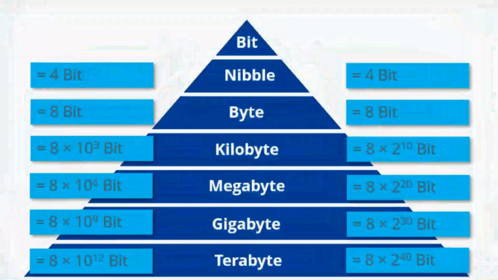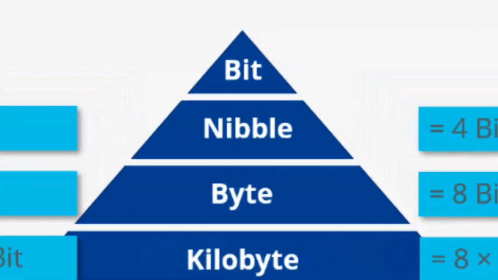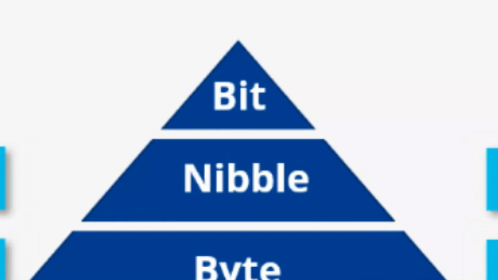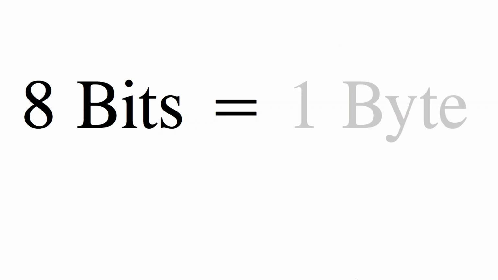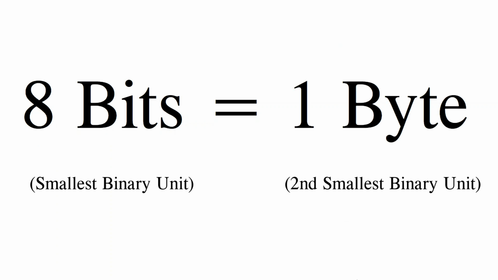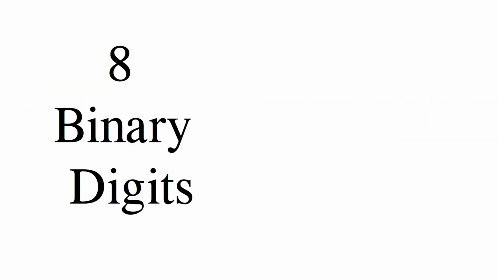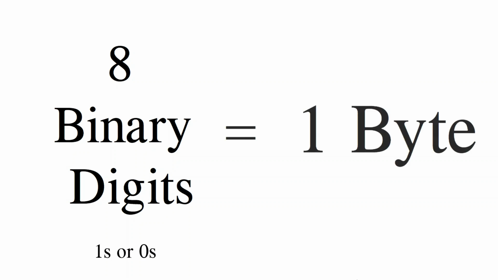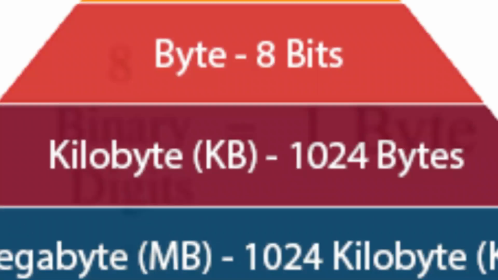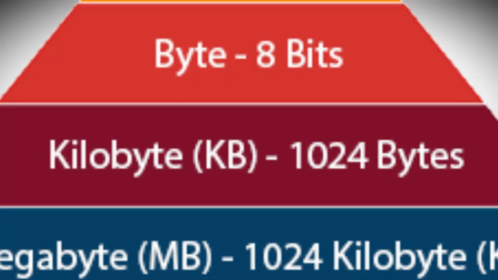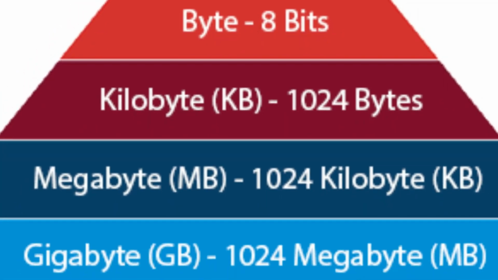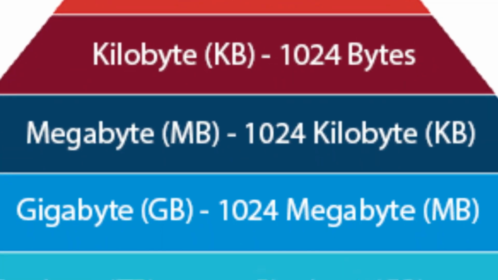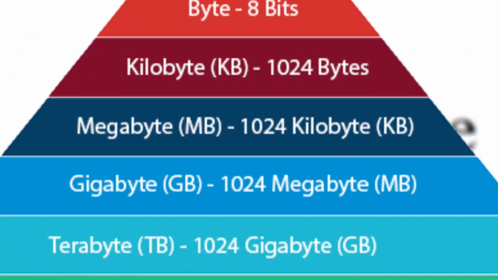Bits are the smallest unit of binary code, or the computer language, just like how letters are the smallest part of English. A single bit is either a 1 or a 0. 8 bits equal 1 byte, the second smallest unit of binary. This means that 8 binary numbers, which are ones and zeros, equal 1 byte. From there, 1024 bytes equal a kilobyte, not 1000. That's a common misconception. 1024 kilobytes equal a megabyte, 1024 megabytes equal a gigabyte, and so on.